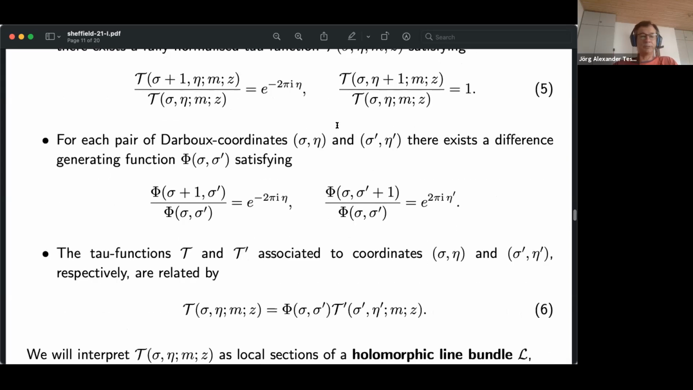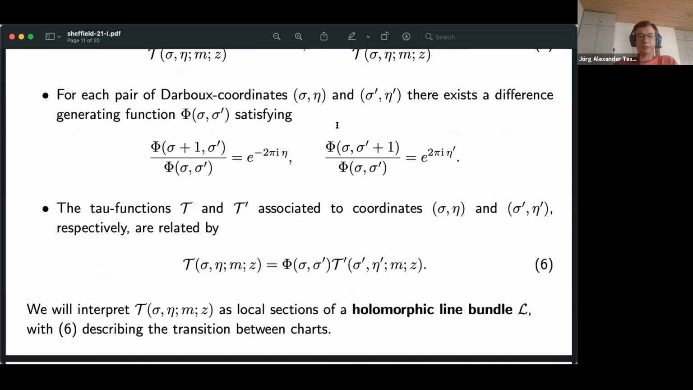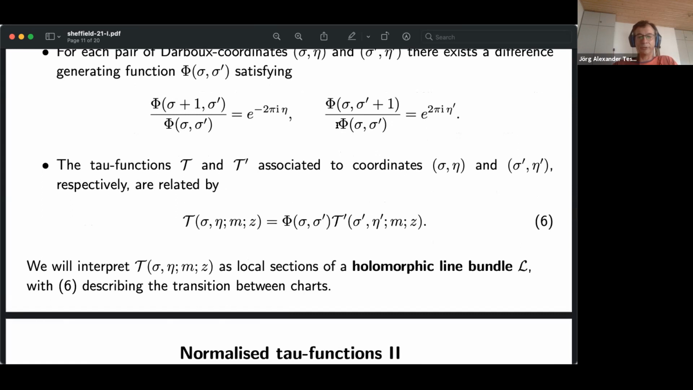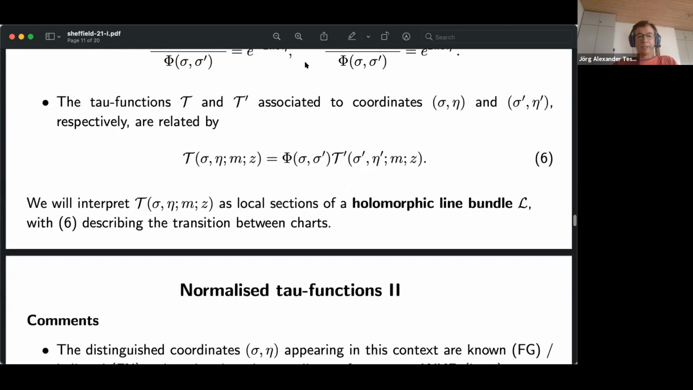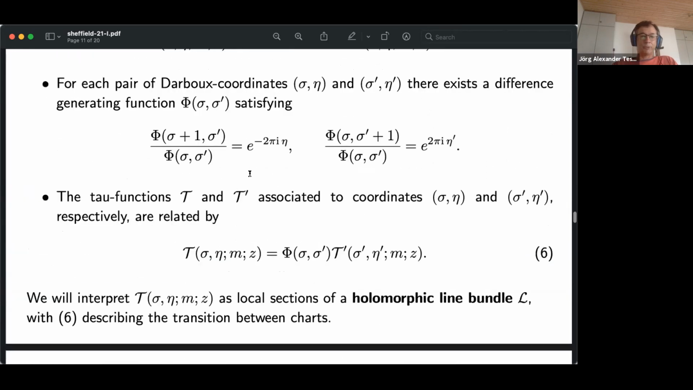Okay, I'm anticipating a lot here, jumping a little bit into the cold water, but I hope I can unfold at least a few of the mysterious things about this a little later. Let me stress that sigma and eta, you cannot in general expect them to be global. They are going to be defined on just some charts, some parts of the character variety, and sigma prime and eta prime generically on another one.